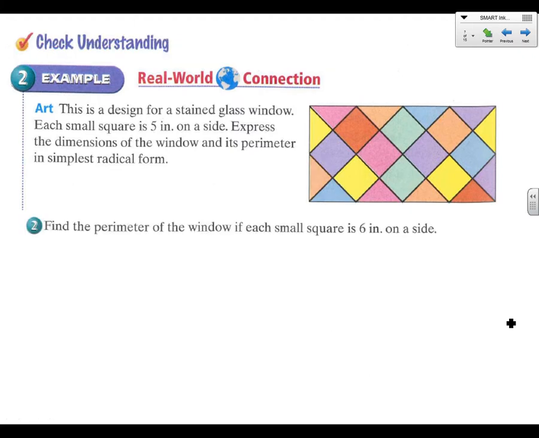All right, so change this up. Find the perimeter of the window if each small square was 6 inches instead of 5 inches.